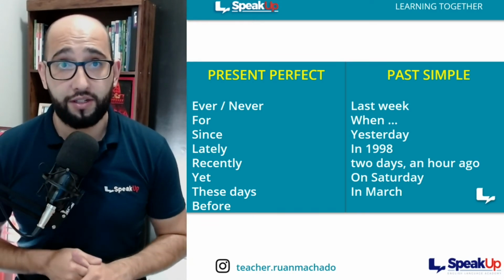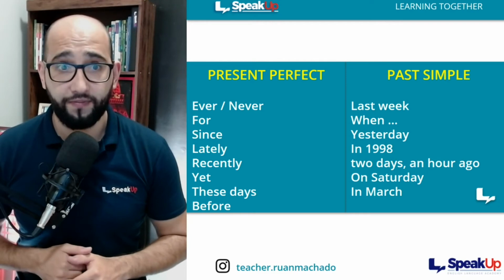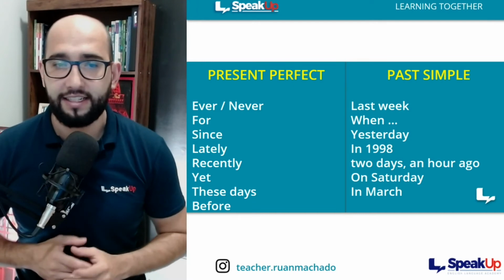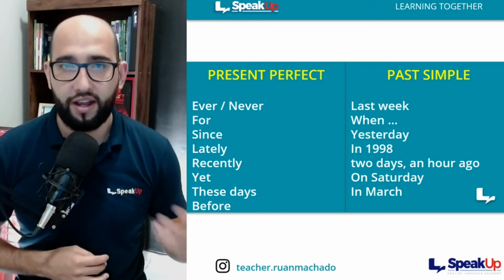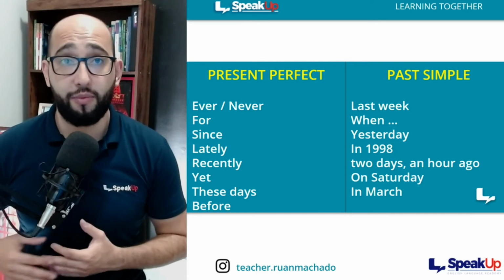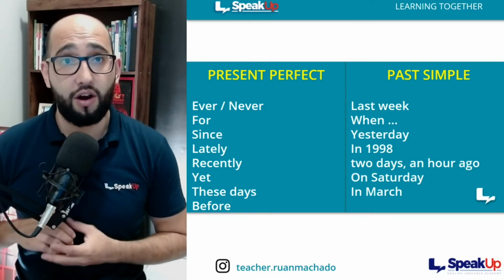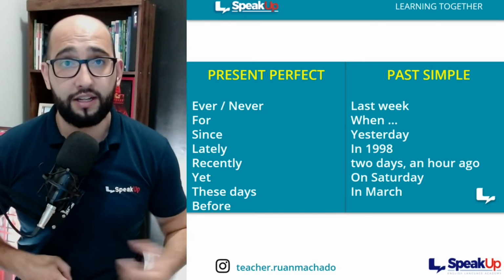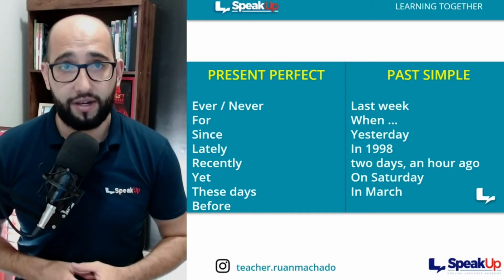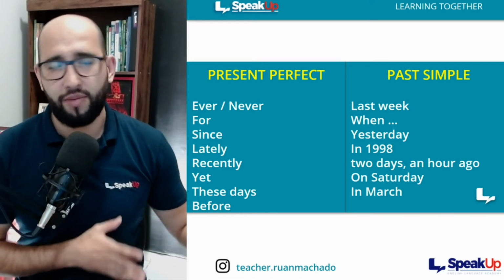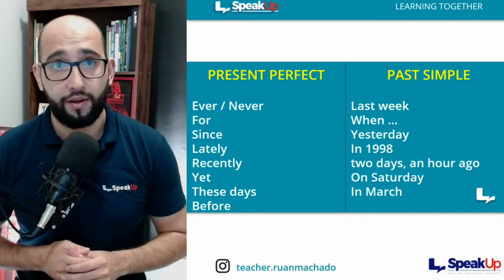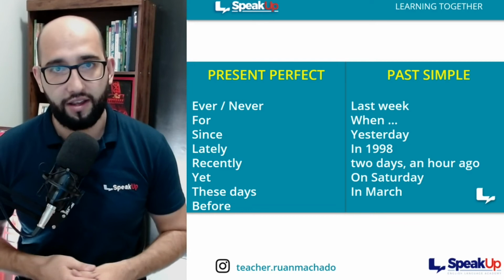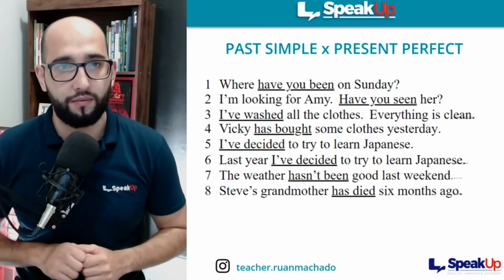Now, expressions used in the past simple. Last week, when, yesterday, in 1998, 2 days ago, an hour ago, on Saturday, and in March. These expressions are used in the past simple. So, when I have these expressions in the sentence, the verbs are in the past simple. So, I saw my best friend last week. I ate a hamburger 2 days ago. I had a pizza on Saturday. My daughter was born in March.